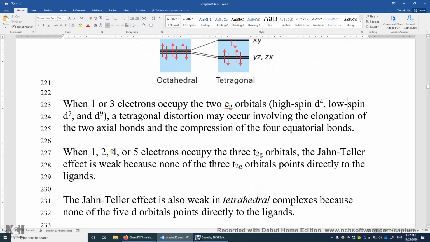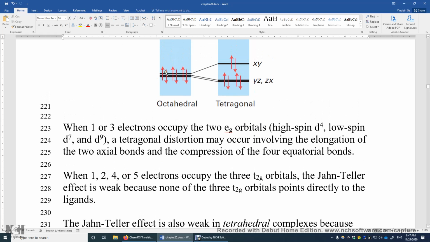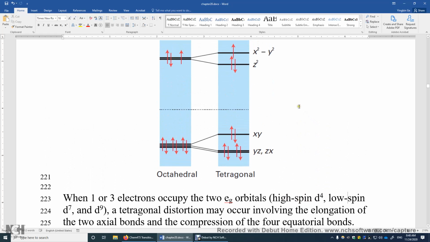So that's the difference. What if you have 3 electrons? Well, there's no Jahn-Teller effect. If you have 3 electrons, they will just occupy dxy, dyz, and dzx equally. It's going to be octahedral for sure, 100%. Now, when you have 4 electrons, again, it kind of depends. You have high spin, you have low spin. In the high spin electronic state, one of the 4 electrons occupies these 2 orbitals. You observe a significant Jahn-Teller effect.